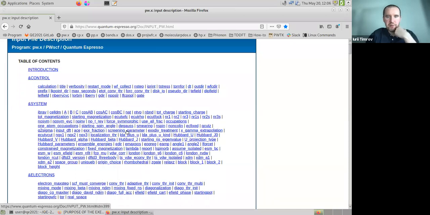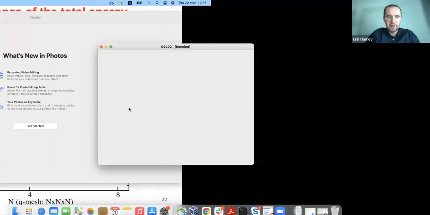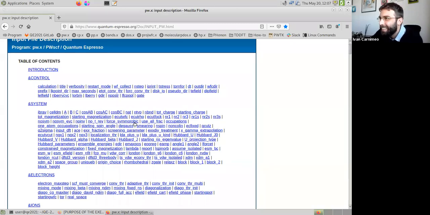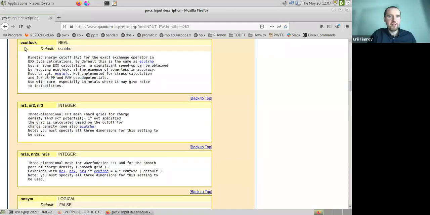I mean, on the virtual machine, I have some issues if I try to use some commands. Basically, there is a parameter ecutfock. Yeah, there it was, I saw it. It is the second line. Oh, okay, thank you. So there is a parameter called ecutfock. The default value is the same as ecutrho.